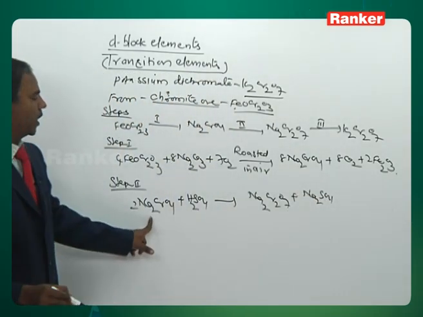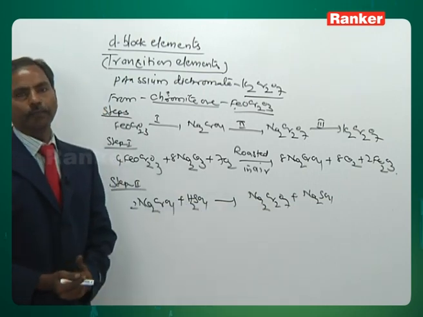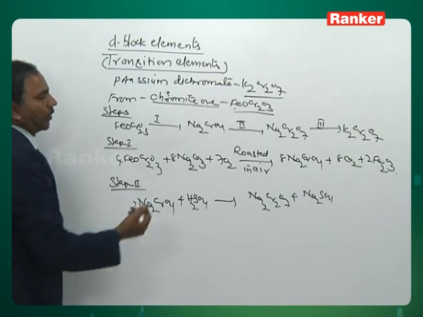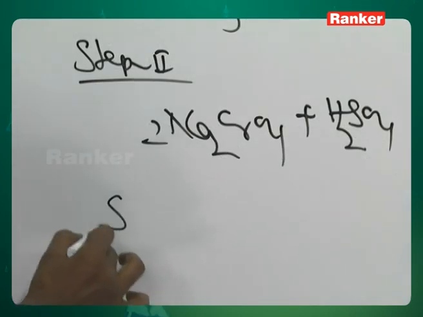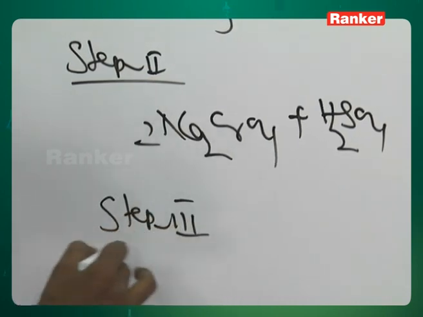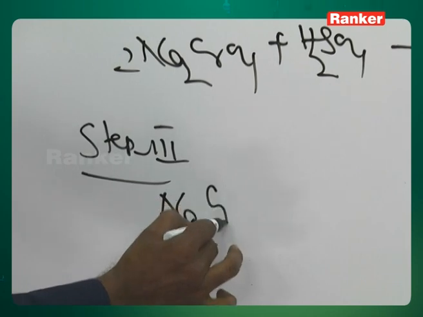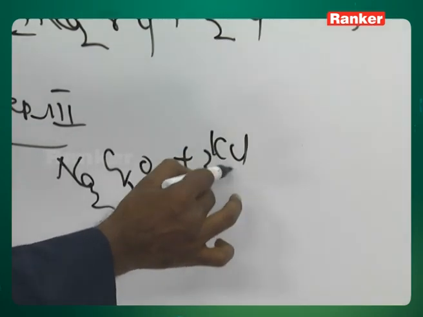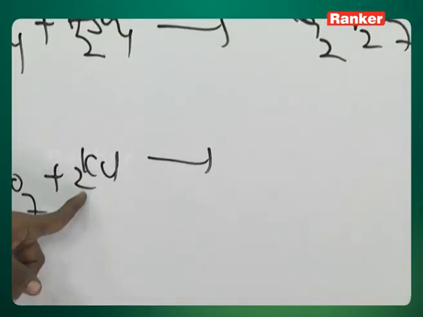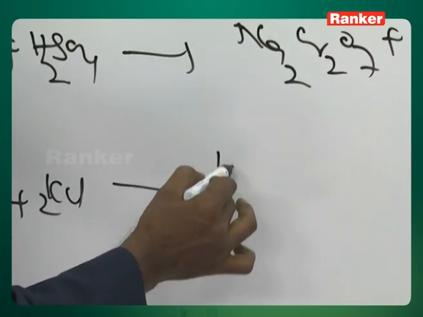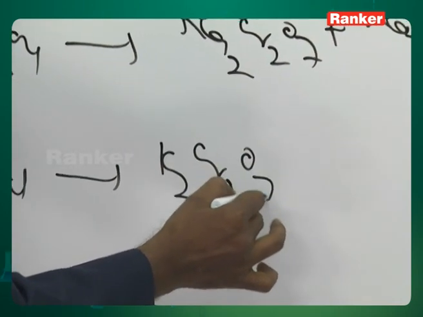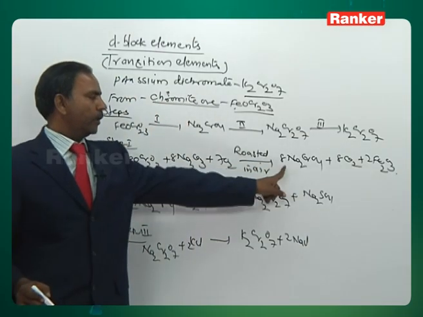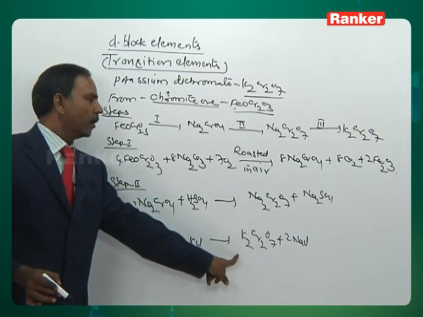Like this, sodium chromate converted to sodium dichromate. The next step, sodium dichromate converted to what? Potassium dichromate. Step 3. This particular sodium dichromate, Na2Cr2O7, treated with what? KCl. Then simply potassium ion substitutes sodium ion, then you are getting K2Cr2O7 plus 2NaCl.